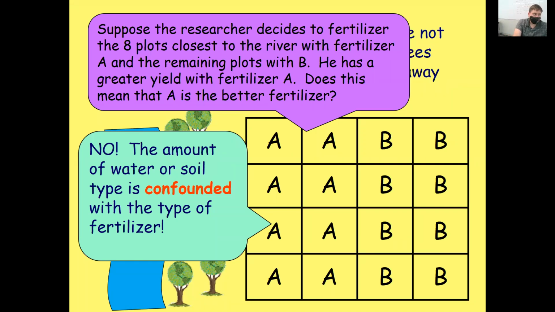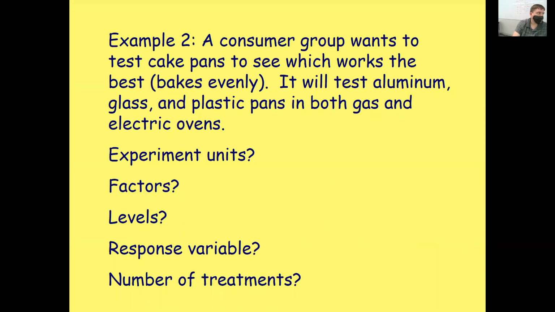So I'm going to put example 2 up on the board. I'm going to let you guys answer the questions on what's the experimental units, factors, levels, all that kind of stuff. Okay. So again, this is not a good experiment right here because this was not randomized. All right, there's question 2. Take a couple minutes, answer those questions, and we'll see how you guys are doing.